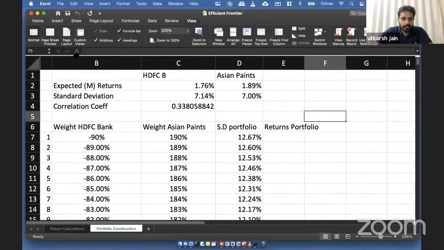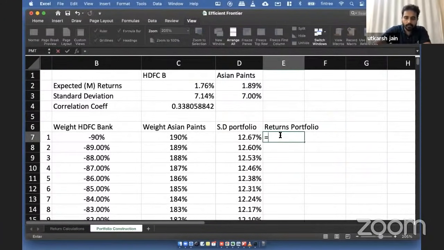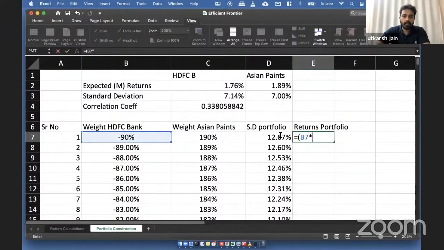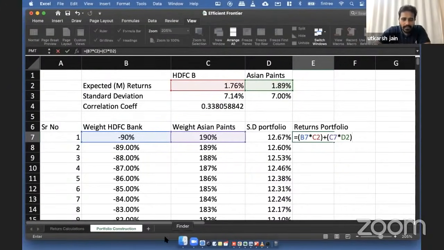All right. So is equal to, bracket open, weight of HDFC Bank multiplied with return of HDFC Bank plus weight of Asian Paints multiplied with returns of Asian Paints. Do you think I should freeze something here? Yeah, I should freeze the returns, right? Because when I copy paste, otherwise, for example, I'll just show you what happens if I don't freeze.